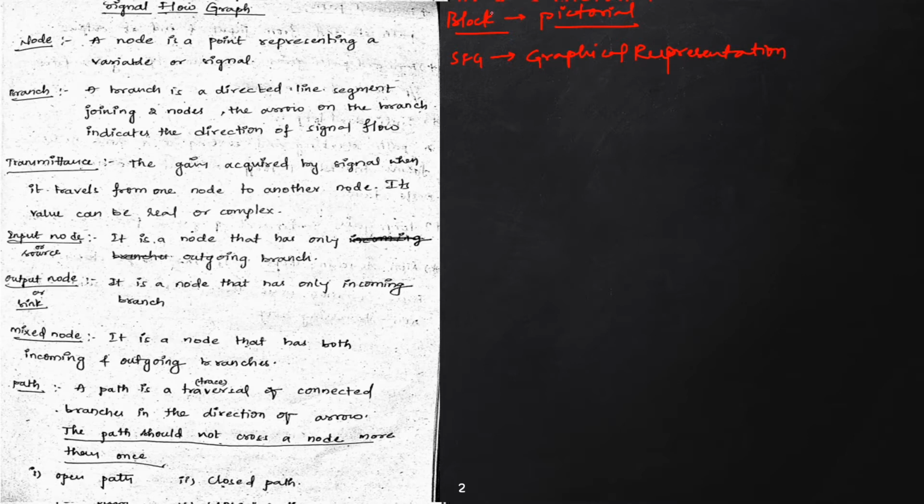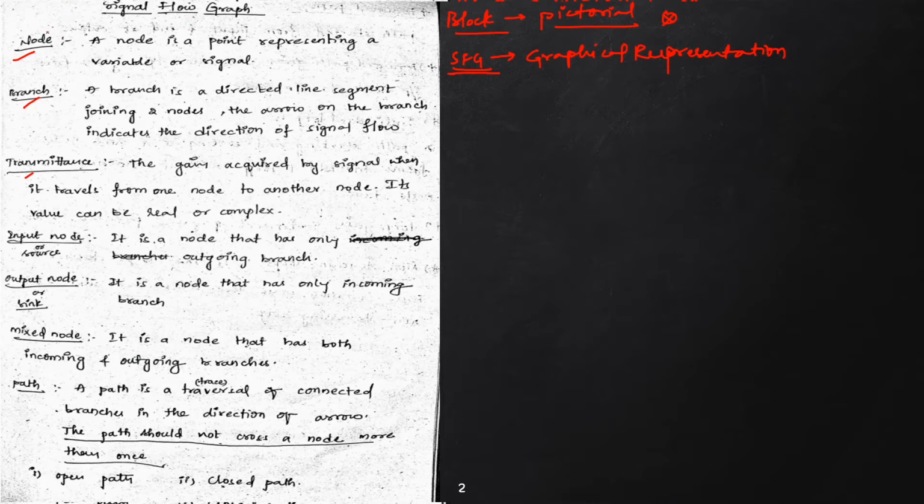So in block diagram, we had forward path gain, open loop gain, closed loop gain, feedback gains, summing points, all these were there. But coming to SFG, we will also have some points like nodes, branches, transmittance, input node, something like this. So now we are going to learn about the key terms that are used in the signal flow graph.